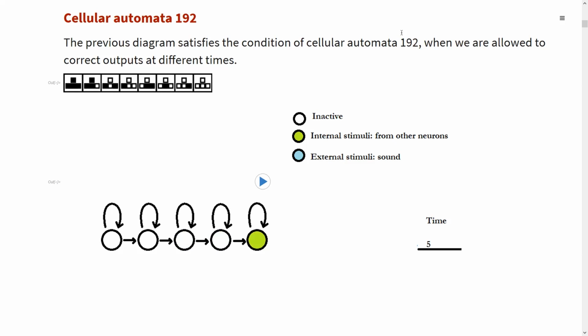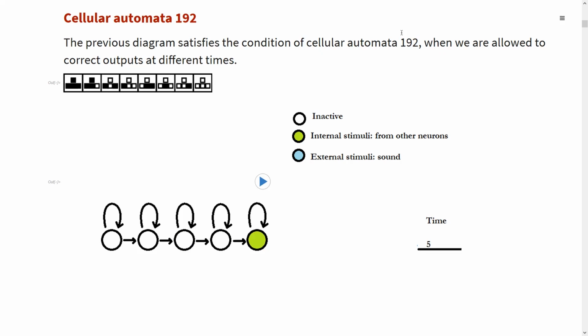One of the things that people in this conference might have realized by now is that this is cellular automaton 192. For this automaton, we use the following rule. Here, the vertical line is time, and the middle square is going to be black only if at the previous time, that same square was black and the one to the left was black.